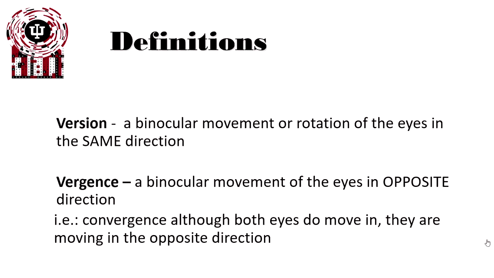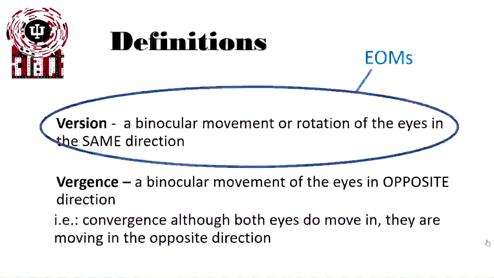Versions are a binocular movement or rotation of the eye in the same direction. That's opposed to vergence movement. A vergence movement is a binocular movement of the eye in opposite directions. An example of that would be convergence as we look up close. As we converge, both eyes need to move in, which is in the opposite direction of each other.